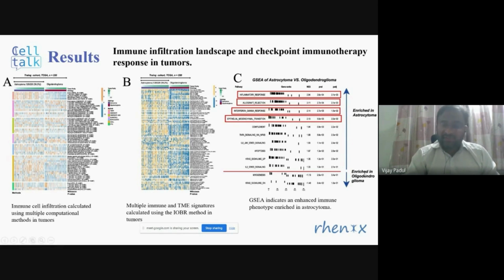When they checked what is enriched in oligodendroglioma, they saw that myogenesis and KRAS signaling pathway related genes were more enriched in the oligodendroglioma. So they have established this difference between the astrocytoma histological subtype and the oligodendroglioma histological subtype with respect to the immune infiltration landscape.